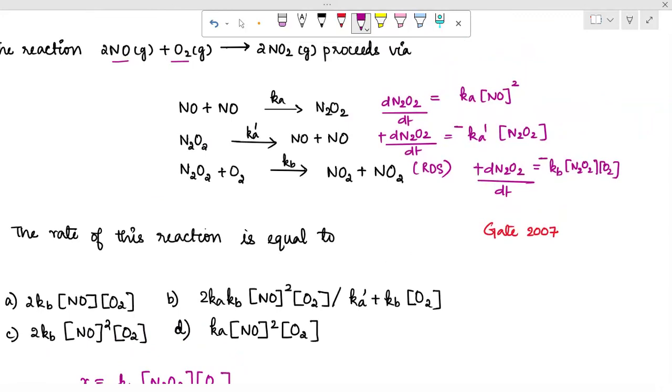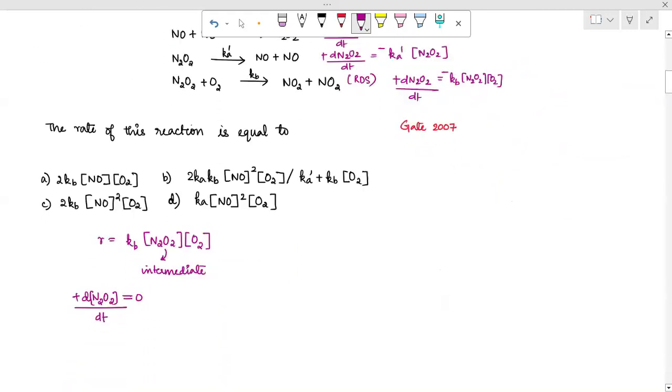Now, cumulatively, dN2O2 by dt is the summation of all of these. Correct. So, what are those? That is equal to Ka NO square minus Ka prime N2O2 minus Kb N2O2 into O2. Correct. And this is going to be equal to 0.